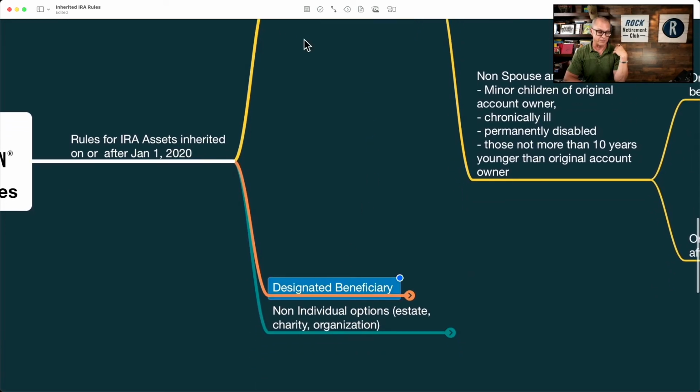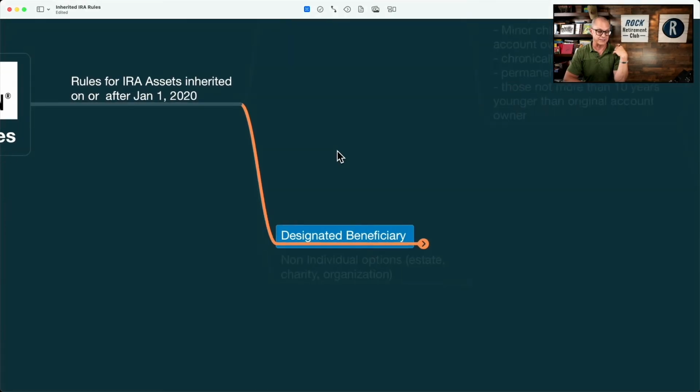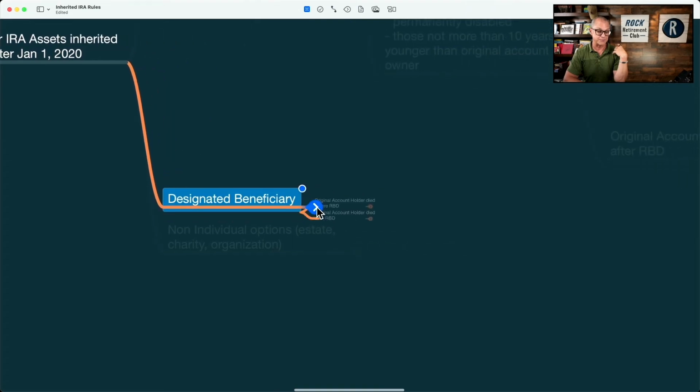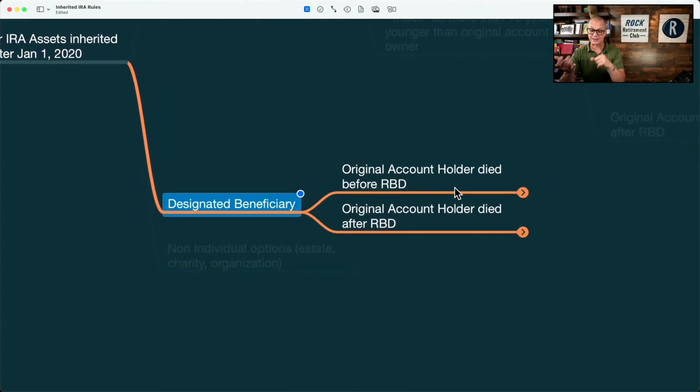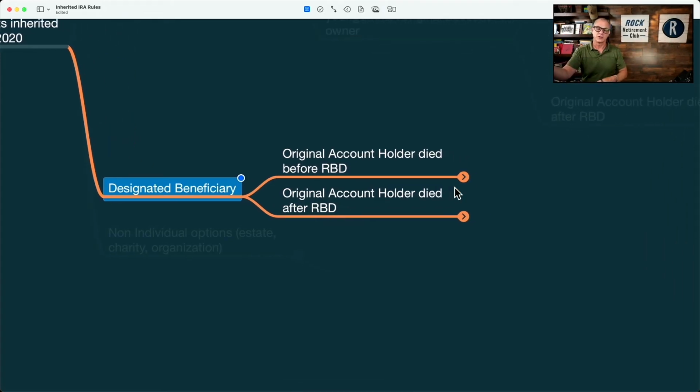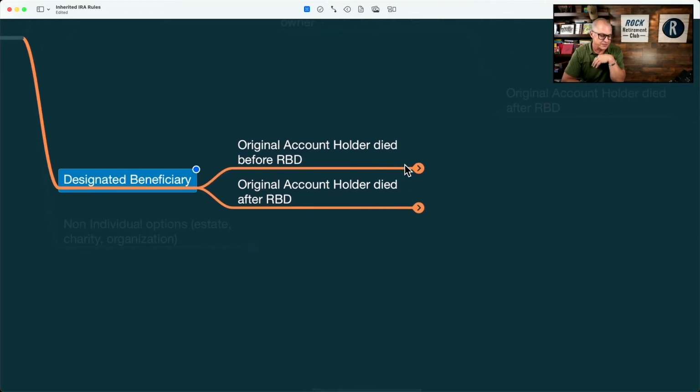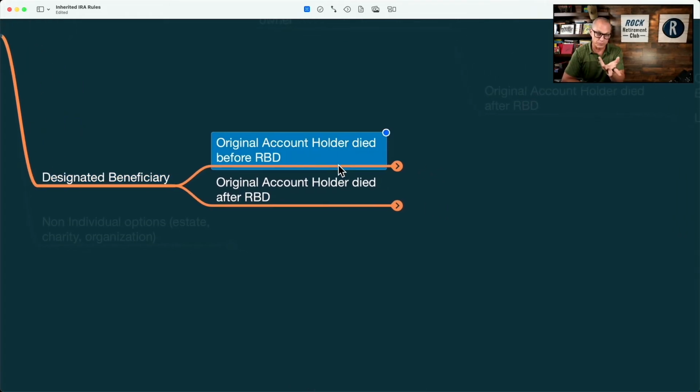But what about everybody else? What about someone that doesn't fall under that category, a designated beneficiary? That's going to be anybody that's not a spouse, not terminally ill, not disabled, not a minor, or not within 10 years of, or less than 10 years younger than the person that passed. So this might be an adult independent child that inherits an account from a parent where there's a bigger spread than 10 years, which would make sense, right? Well, this is going to be the majority of us that probably inherit an account if you're not a spouse.